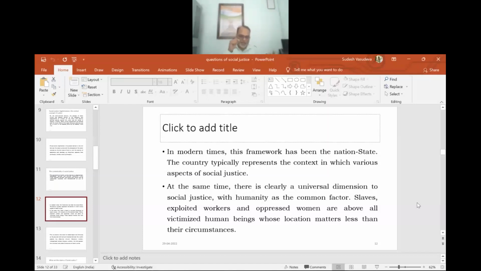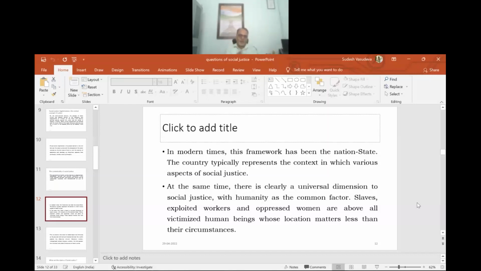In this particular kind of setup, the country, the nation, typically represents the context in which various aspects of social justice are discussed. And at the same time, there is also a clear universal dimension to social justice, because humanity is the common factor of all social justice systems. Isn't it so? I said, in its implication, in its contextualization, country, geographical part, the society, the political framework, social justice could be understood.